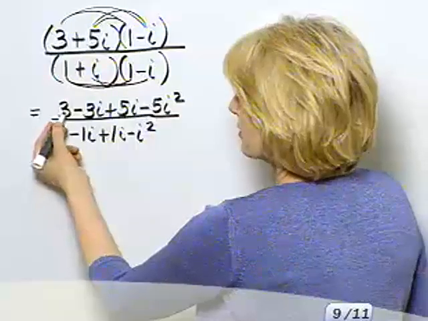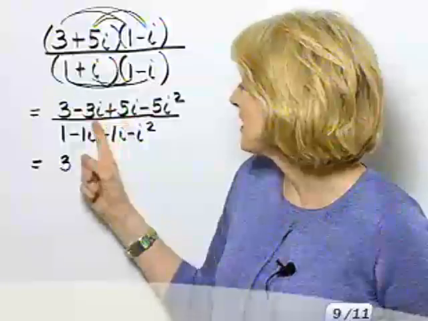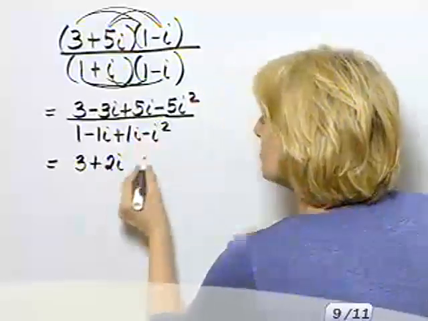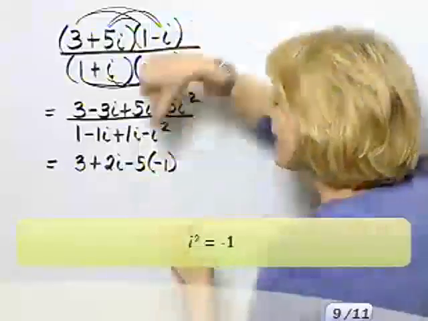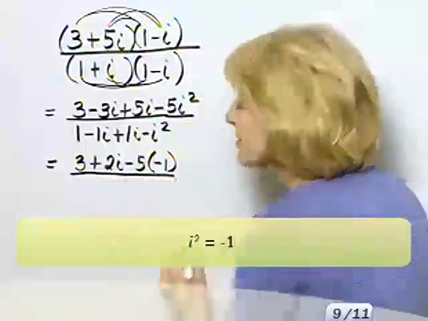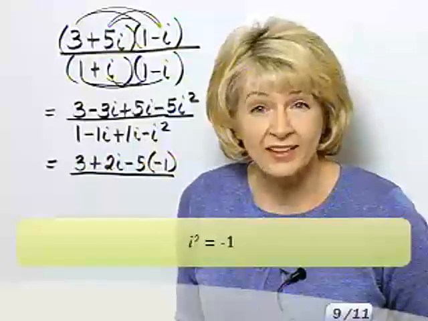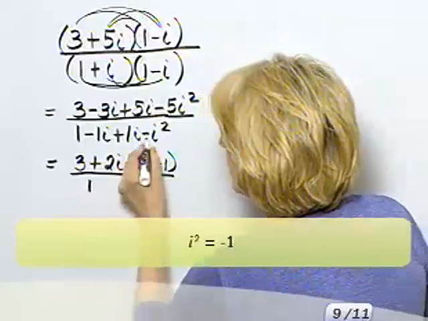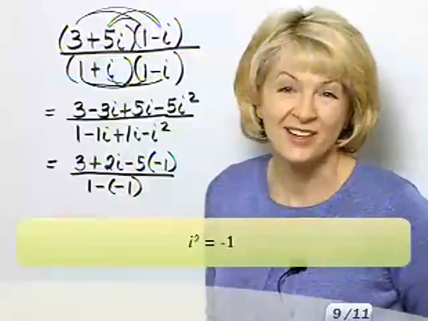In the numerator, if you want to start there, that's 3. I have these like terms: negative 3i plus 5i, that's plus 2i, and then be very, very careful. Minus 5, then i squared is negative 1. Do the same thing in the denominator, but something special happens in the denominator, and that is that the middle terms subtract out or add out, however you want to think of it, and I have 1. I'm writing down that minus sign, and then i squared is negative 1.